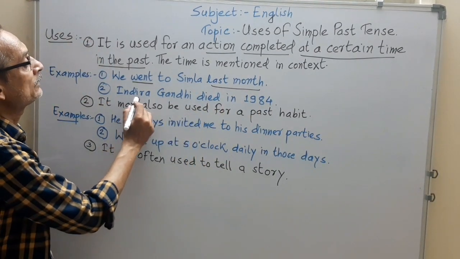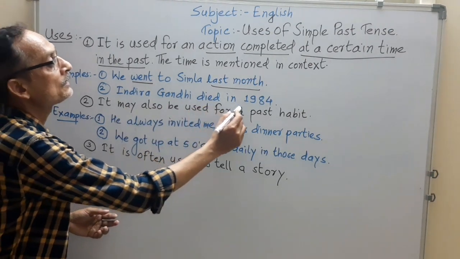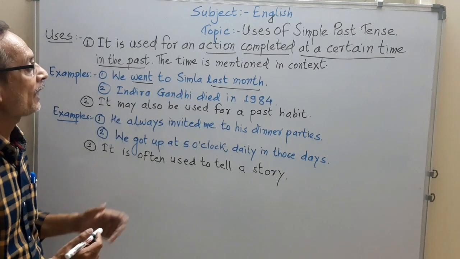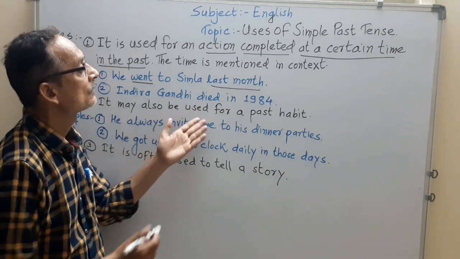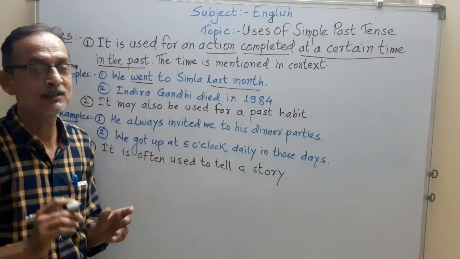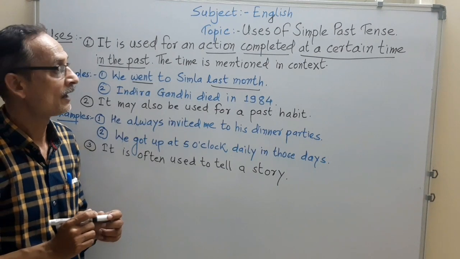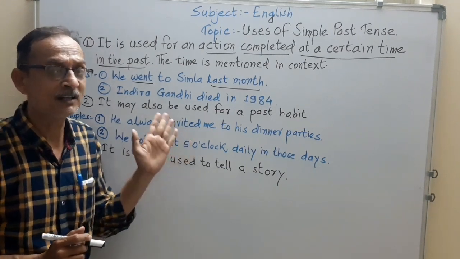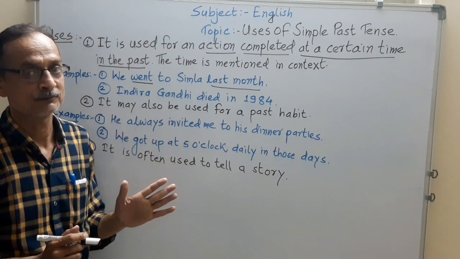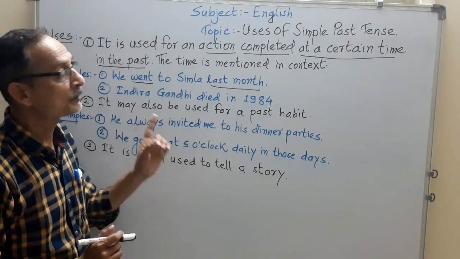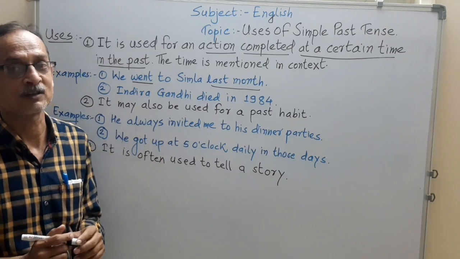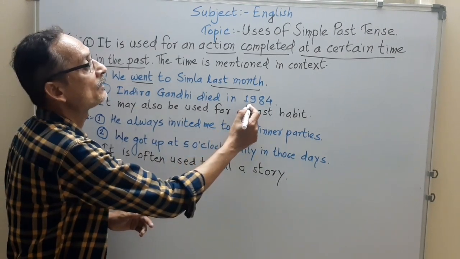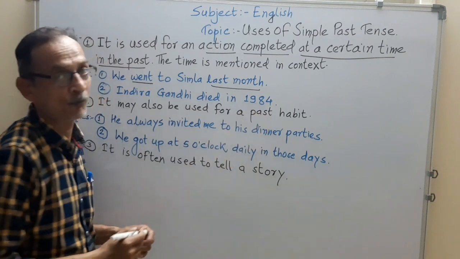Second example, Indira Gandhi died in 1984. The action of dying occurred in the past, and that is a completed action in the past, but the time of completion of the action is mentioned in the context, that is, in 1984.